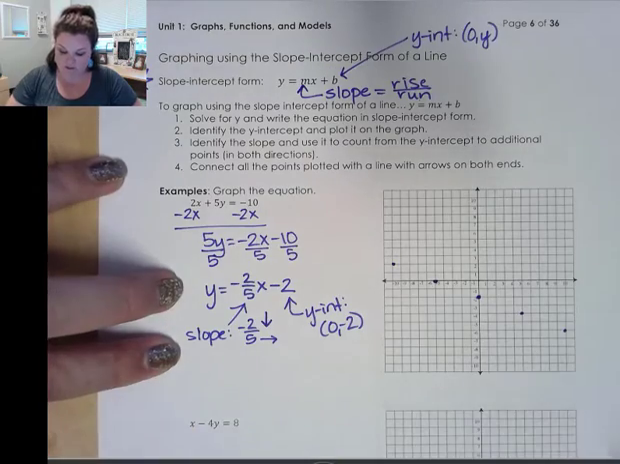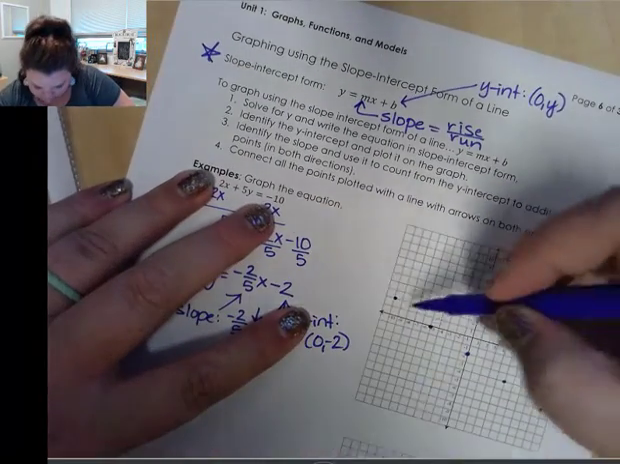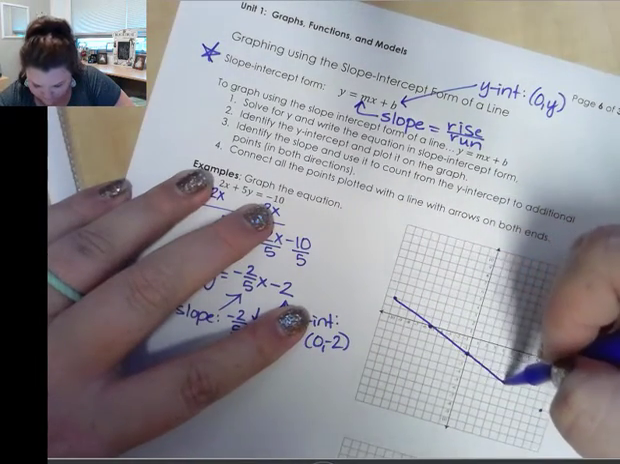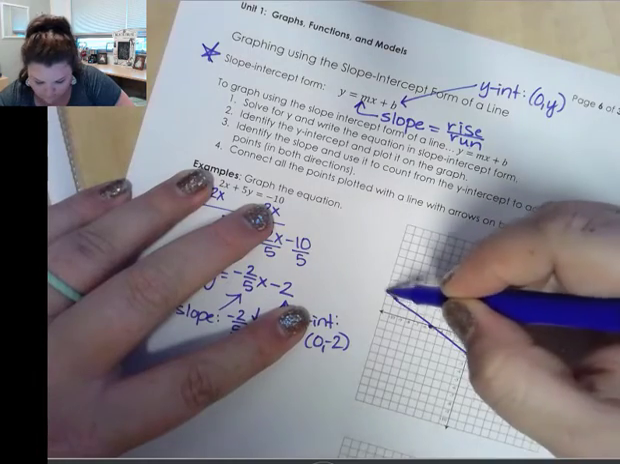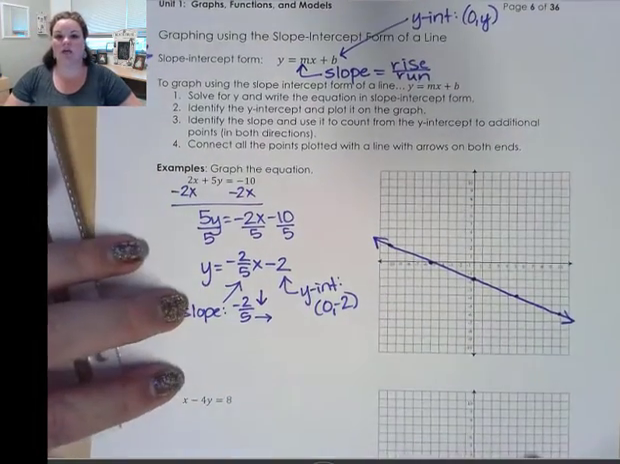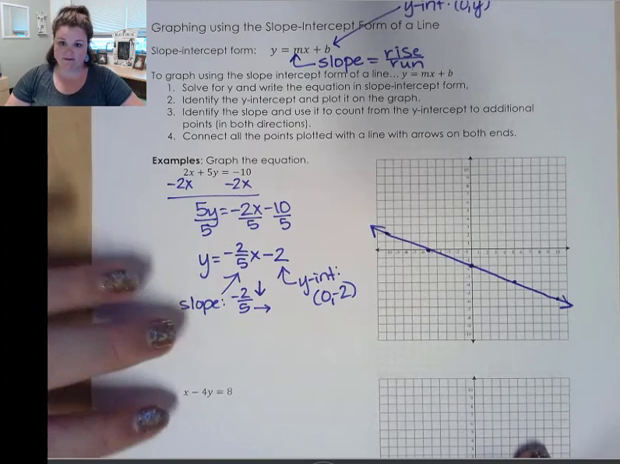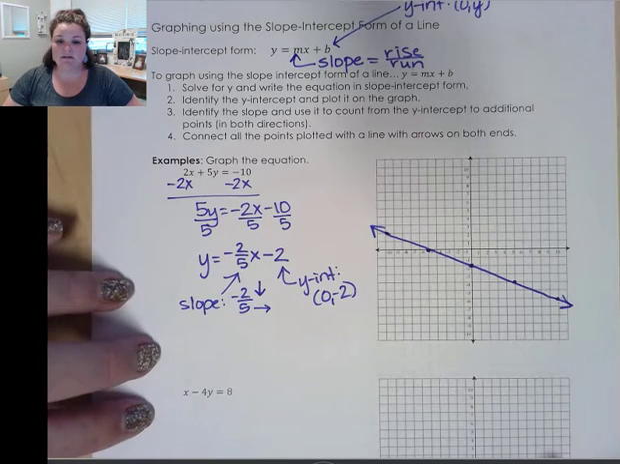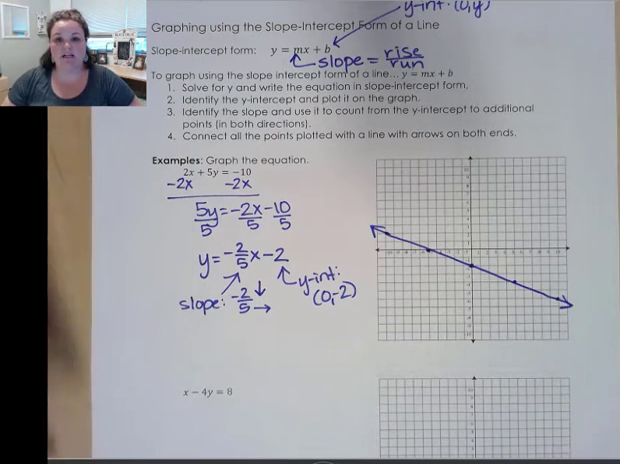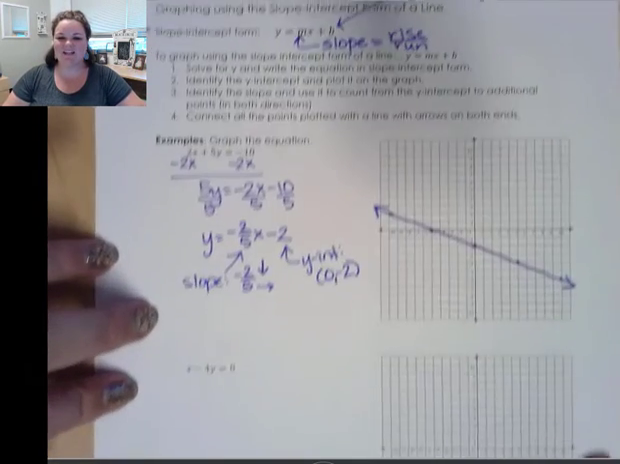Okay, and then we just connect our dots as best we can. And I'm not going to judge you if your lines aren't perfect, okay? But they should be looking like lines and not squiggles, if you know what I mean. Okay? All right, let's look at another one.